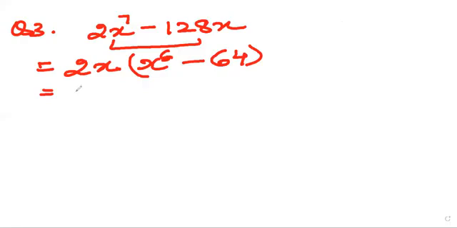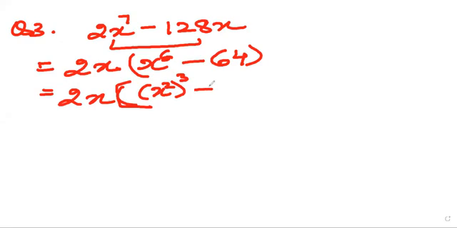Now, children, because it's still not yet over, you know that x raised to power 6 can be written as (x^2) whole cube. Fine. And 64 can be written as 4 cube. Okay. So why have I written this? Because it can be factorized more. If you leave your answer here only, you will not get any credit. You have to solve it more.